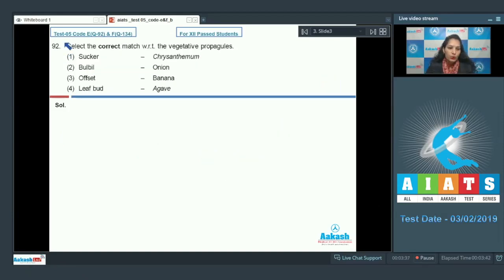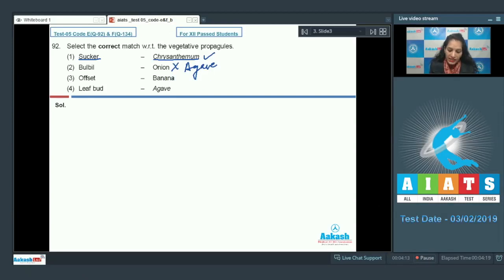Question number 92. Select the correct match with respect to the vegetative propagules. First option, sucker, chrysanthemum. Second, bulbil, onion. Third, offset, banana. Fourth, leaf bud, agave. You have to choose the correctly matched pair over here. In chrysanthemum, you find the sucker. It is true. In onion, you can find the bulbil. No, bulbil is seen in agave, not in onion. So this is incorrectly matched.